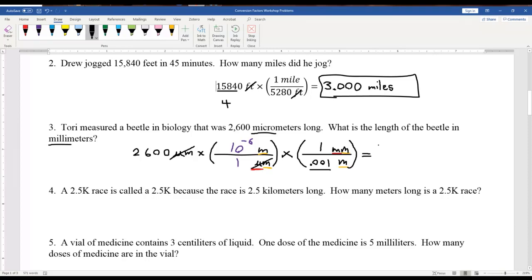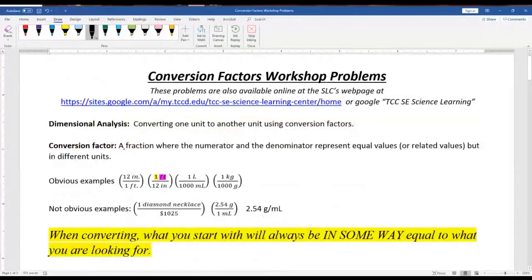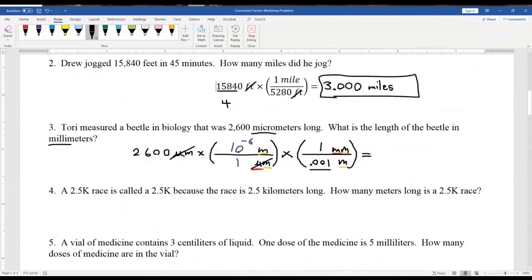So ultimately, it comes down to that basic principle we discussed at the beginning, that a conversion factor is a fraction where the numerator and the denominator represent equal values. You can just ask yourself, is what's on top equal to what's on bottom? If it's not, then you can probably recognize, whoa, that doesn't look right. I better fix those numbers. Okay, cool. So now all we have to do is multiply the top and divide by the bottom.